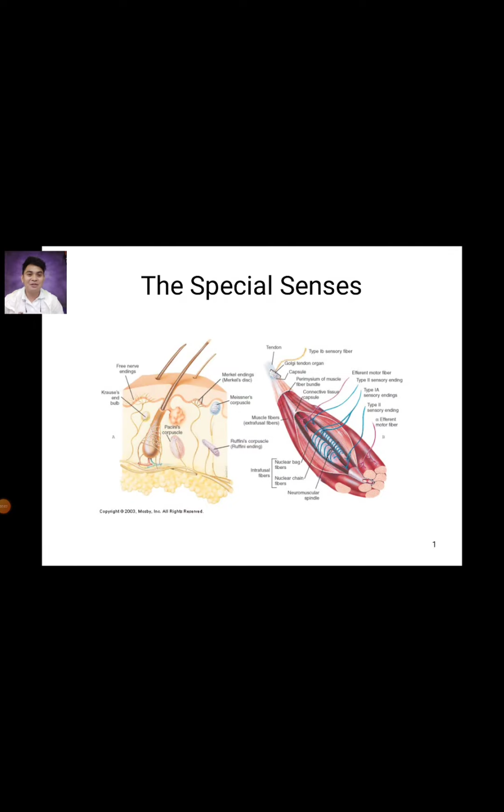I am Jeremiah Salvador Tuliao from the College of Education and Philippine College of Science and Technology. And now we are going to tackle the special senses. Alam niyo po, I am very excited to share with you about this topic, the special senses.